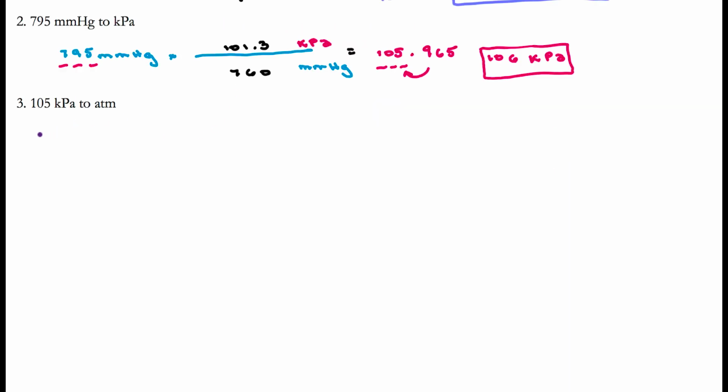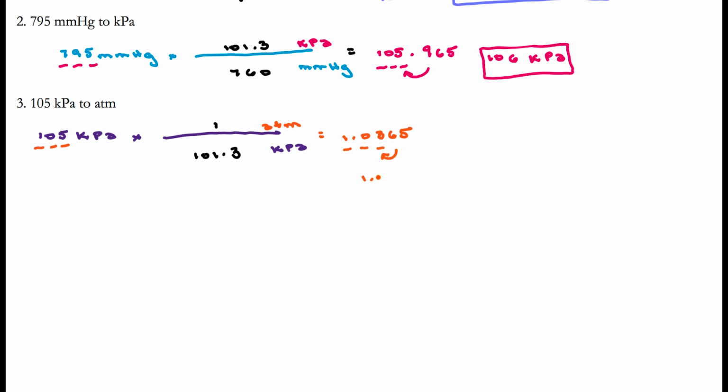For the last example problem, 105 kilopascals, and I'm trying to get into atmospheres now. So kilopascals goes on bottom, atmospheres goes on top. I know that one atmosphere has a pressure of 101.3 kilopascals. And so what I'm going to do is take 105 and divide by 101.3. And what I get unrounded is 1.0365. Keep in mind 105 has 3 sig figs. 1, 2, 3. So this is going to be 1.04. And my units are going to be atmospheres.